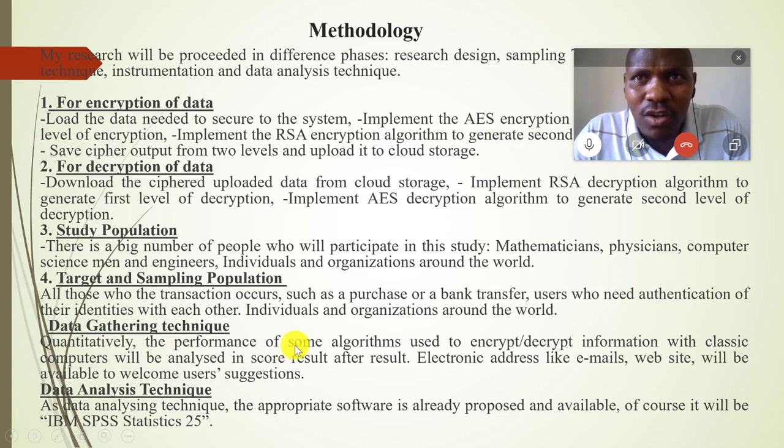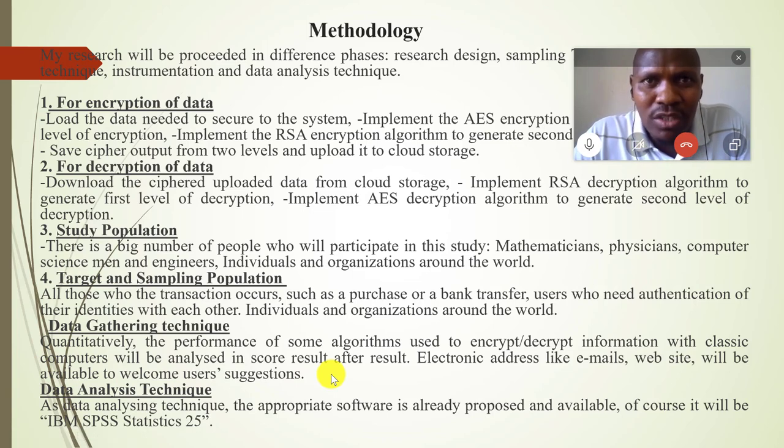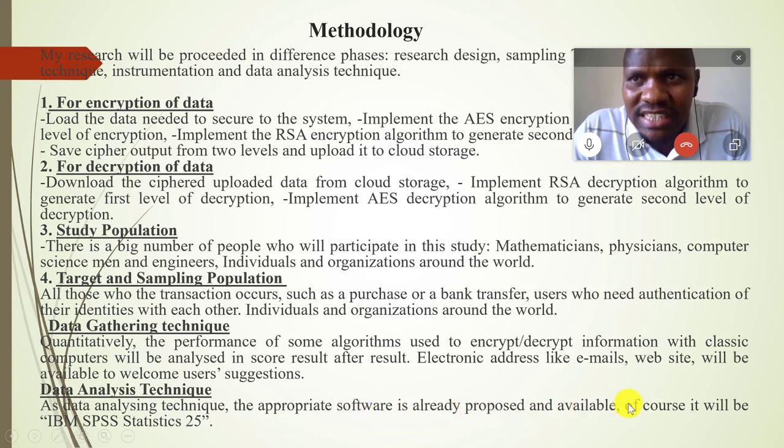Quantitatively, the performance of some algorithms used to encrypt and decrypt information with classical computers will be analyzed, score after score. Electronic addresses like email and website will be available to welcome user suggestions. About the data analysis technique, the appropriate software is already proposed and available. Of course, it will be the IBM SPSS Statistics 25.